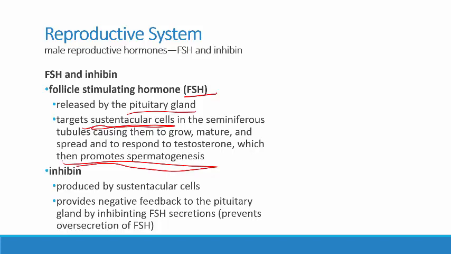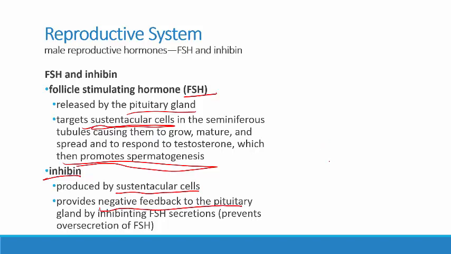Okay, then we've got one last hormone that relates to the testes, and that's a hormone called inhibin. Inhibin, as its name suggests, is going to inhibit something. It's produced by sustentacular cells. FSH targets sustentacular cells, and as they become active and secrete materials, inhibin is one of the things that they secrete. This is going to provide negative feedback at the pituitary gland.